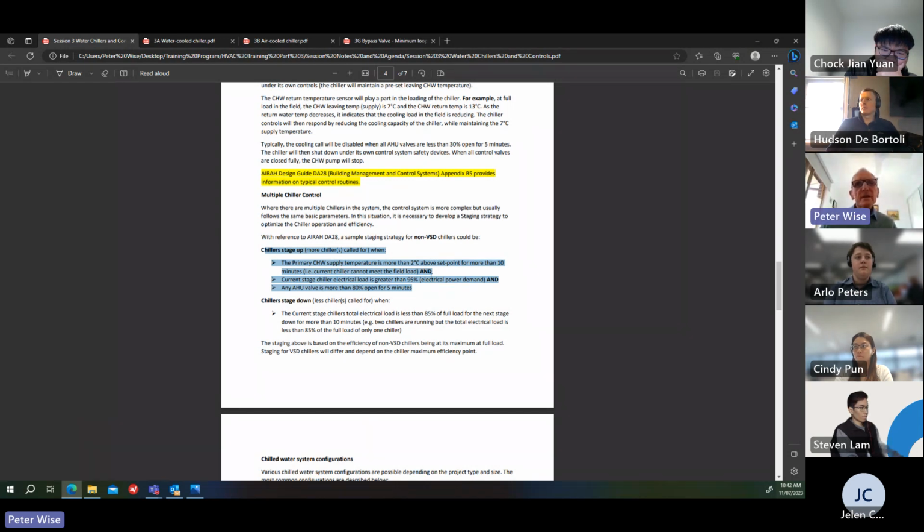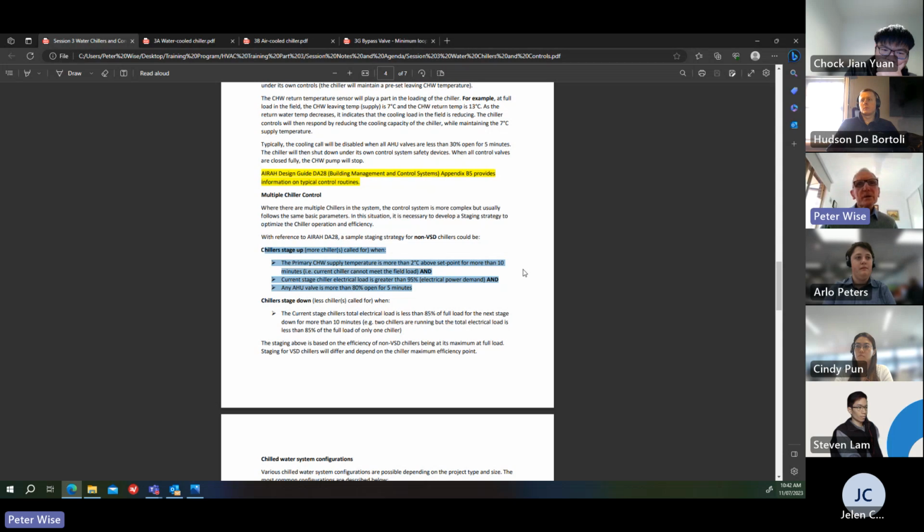So there's that. And the current stage chiller electrical load is greater than 95%. So it's nearly at full load and it's not maintaining the chill water temperature. You need another chiller. And also, if any valve is more than 80% open for 5 minutes, well, obviously that's going to happen anyway. That's the first stage of turning the chiller on.